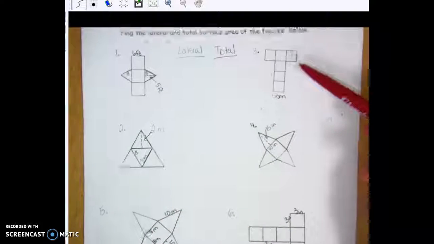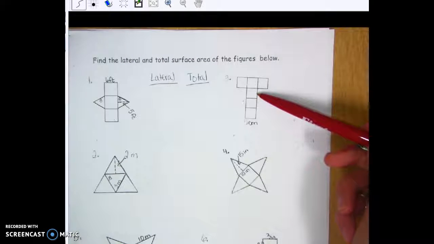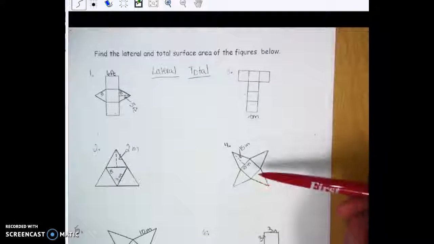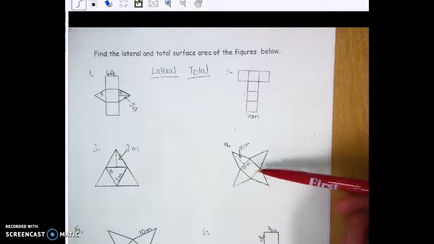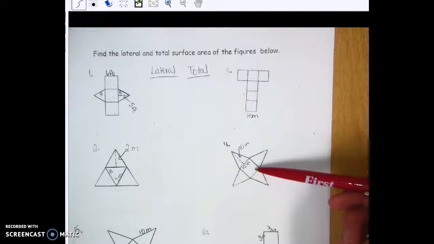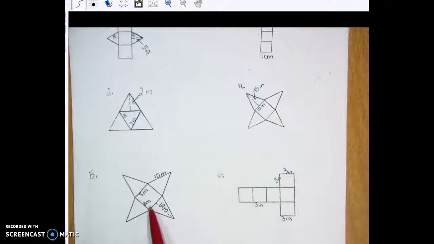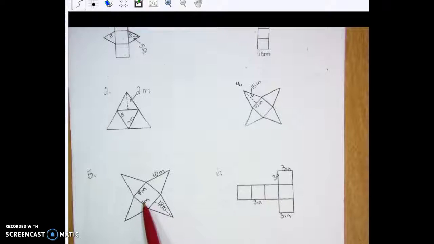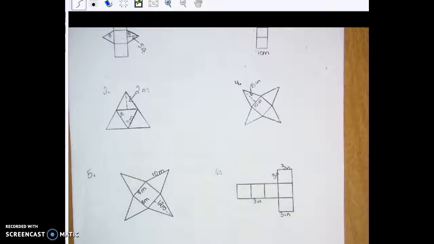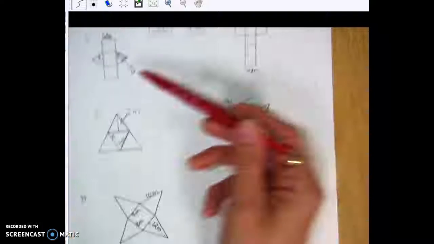Okay, number 3, just like the one we did on the front. Number 4, you have a pyramid, so it only has the one base, just the square base. Number 5 is a square pyramid, so you just have that one base. And then number 6 is a prism. The sub will have the answers to these problems.